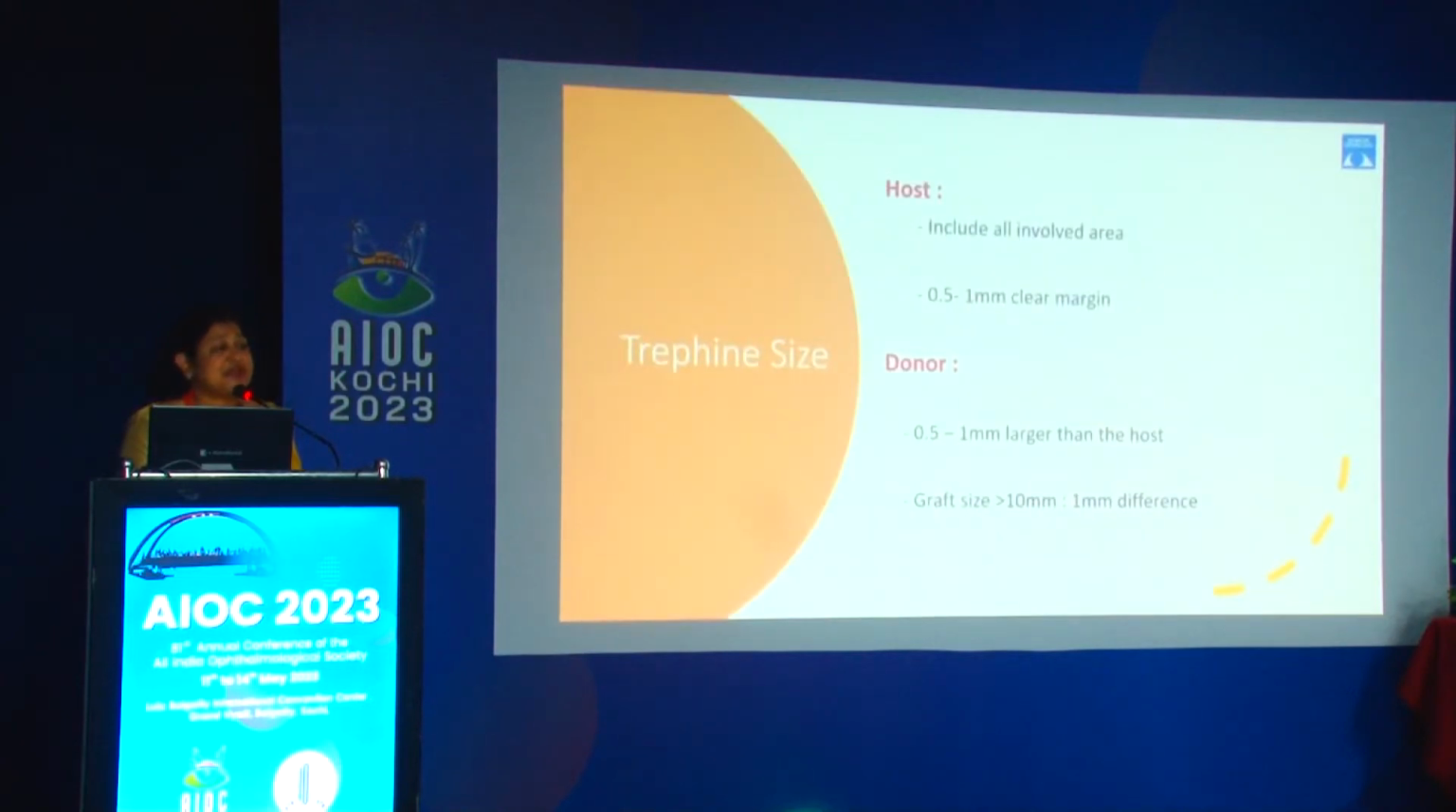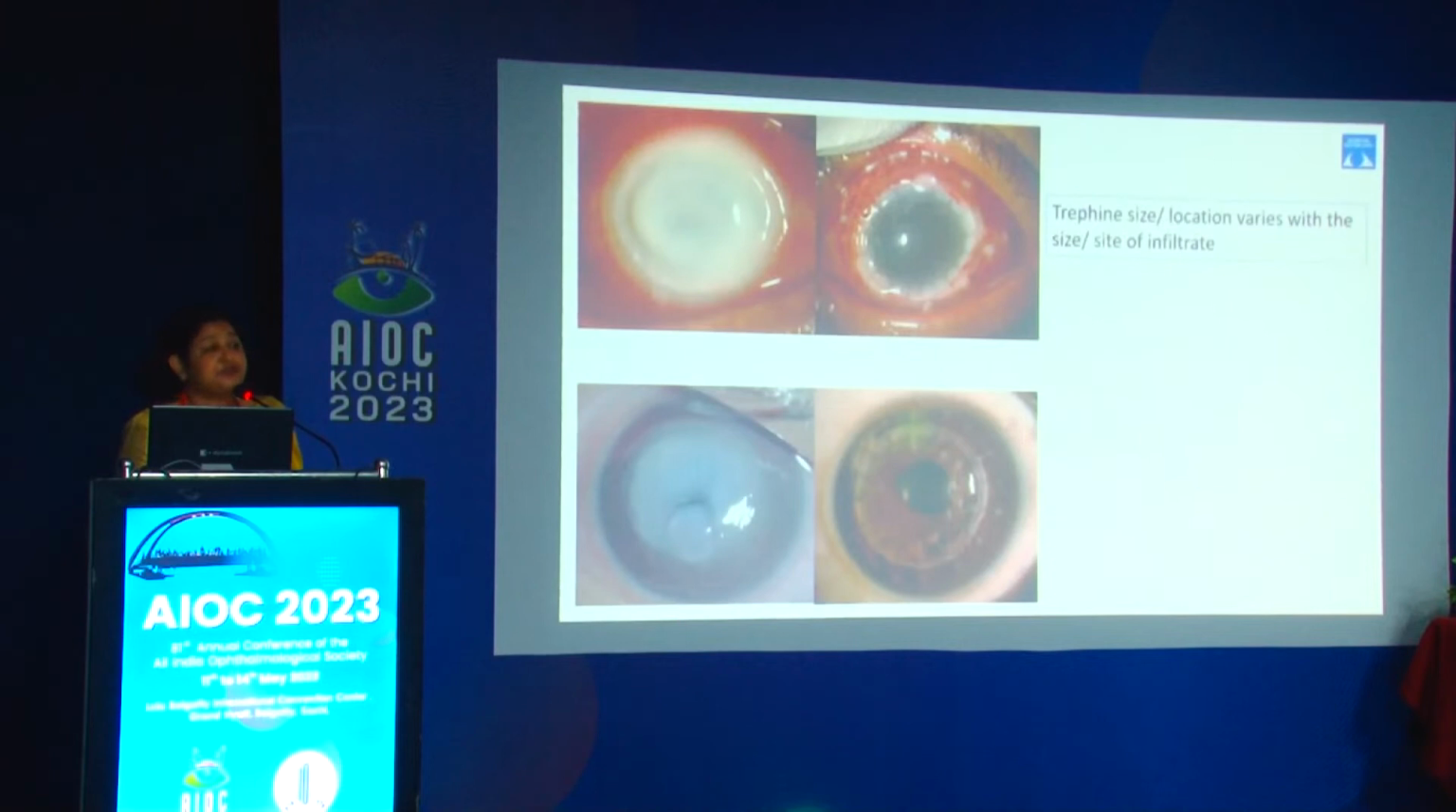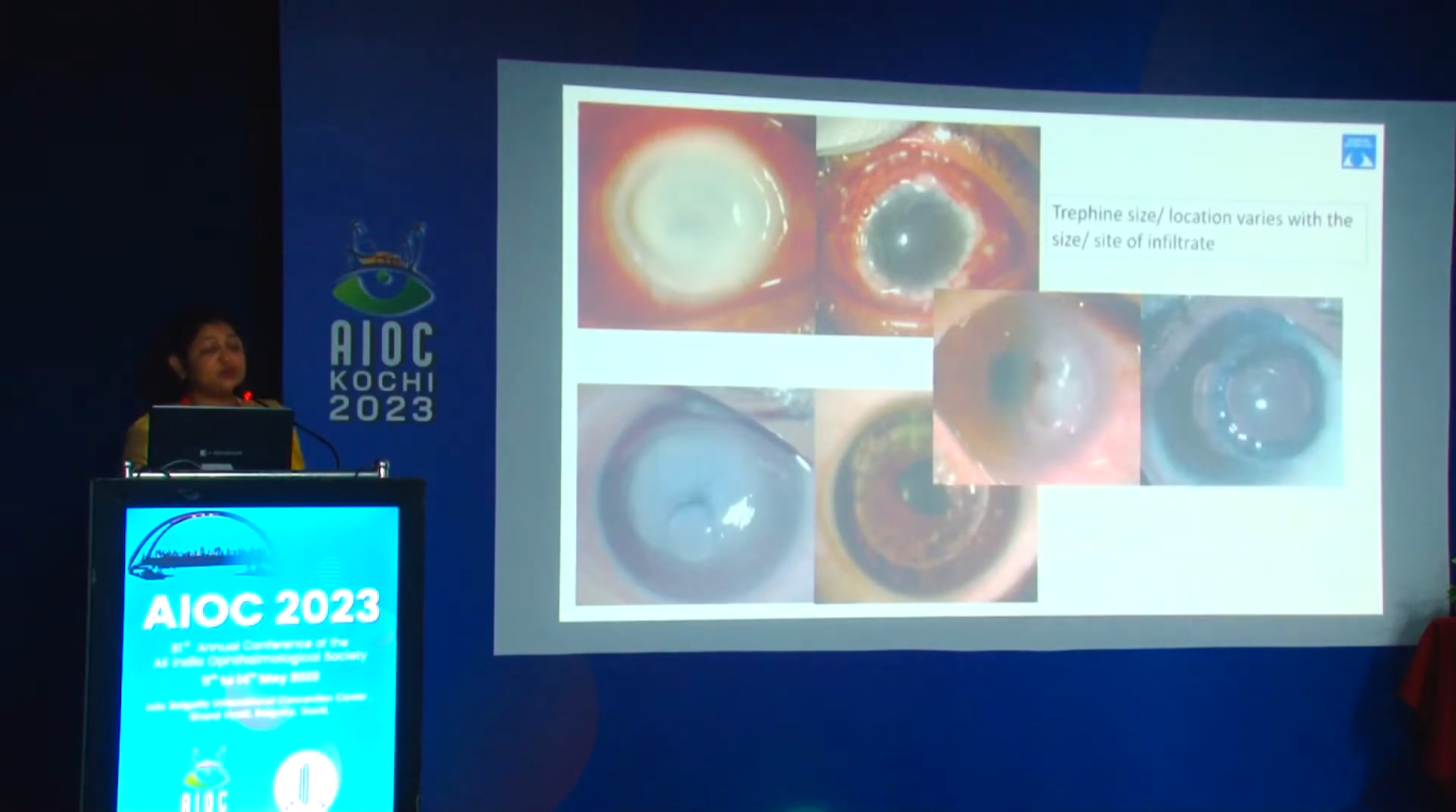Now, as far as the trephine size is concerned, in the host, you need to involve the entire involved area with a 0.5 to 1 millimeter clear margin. As far as the donor is concerned, again, 0.5 to 1 millimeter larger than the host. It will help facilitate better formation of the anterior chamber. And for any graft size more than 10, we prefer a difference of 1 millimeter, again for better anterior chamber formation with a larger graft. So the trephine size and location varies with the size of the infiltrate and the site of the infiltrate. It could be central, peripheral, eccentric, or total.